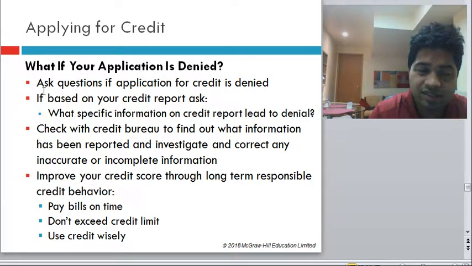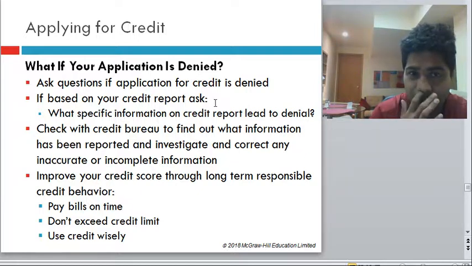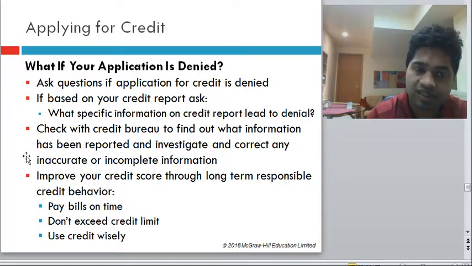What if your application is denied? Ask questions about why it is denied. If based on your credit report, ask what specific credit report led to the denial. Check with the credit bureau to find out what information has been reported. Investigate and correct inaccurate information. Improve your credit score: pay bills on time, don't exceed your credit limit, and use credit wisely.